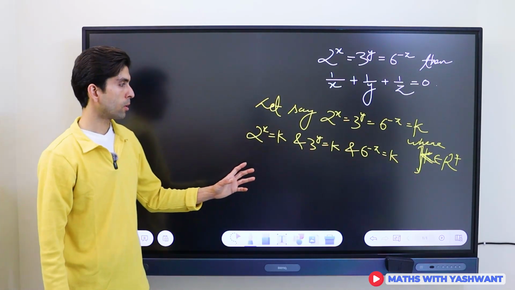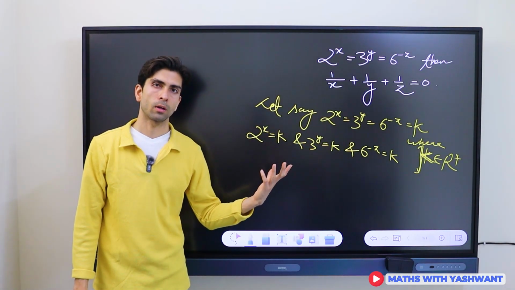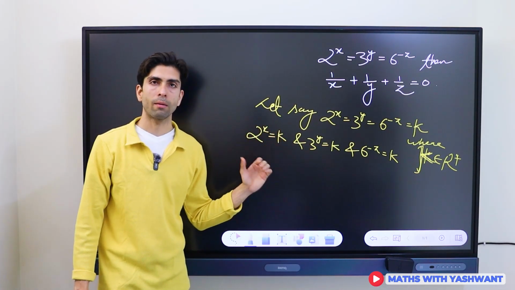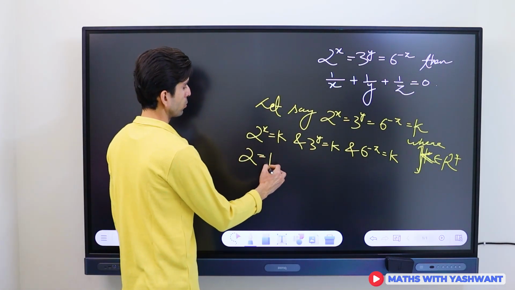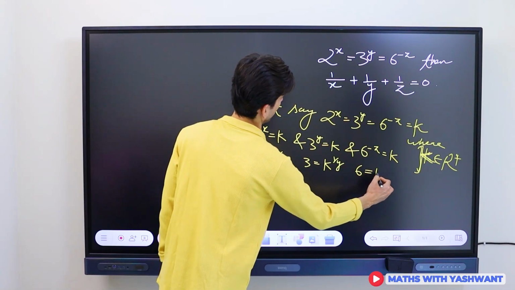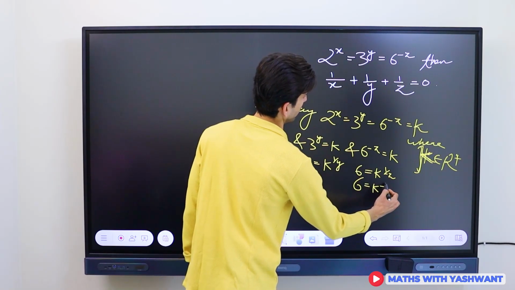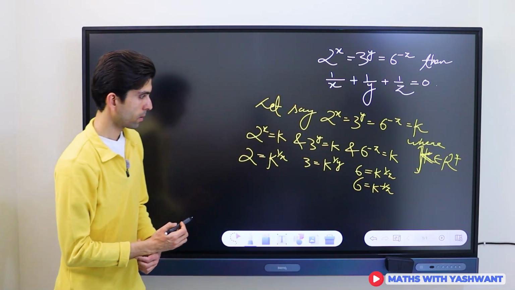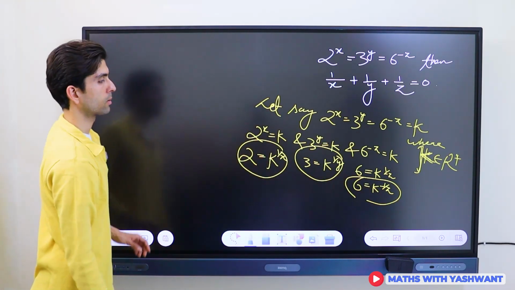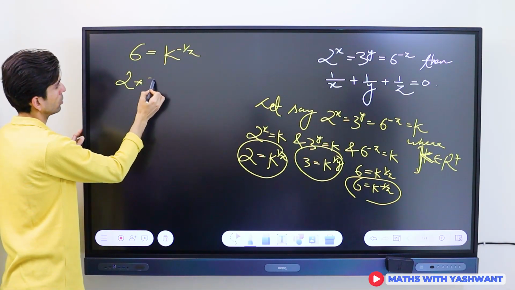Now we shift the power of the exponential from the left hand side to the right hand side, and as you all know, in the previous question I told you that we have to reciprocate the power when we shift it. So this will be 2 equals k^(1/x), 3 equals k^(1/y), and 6 equals k^(1/(-z)), which is actually 6 equals k^(-1/z). For 6 I can write 2 into 3.